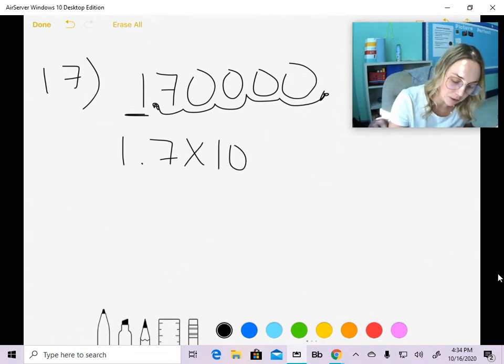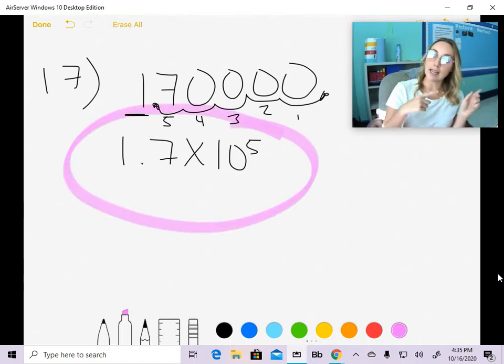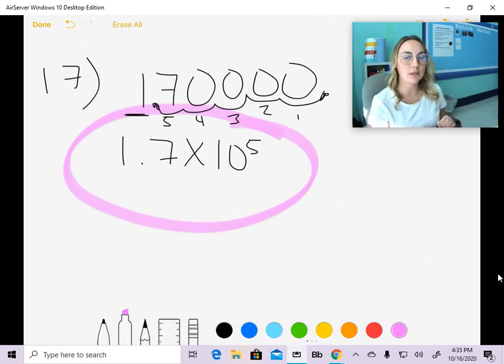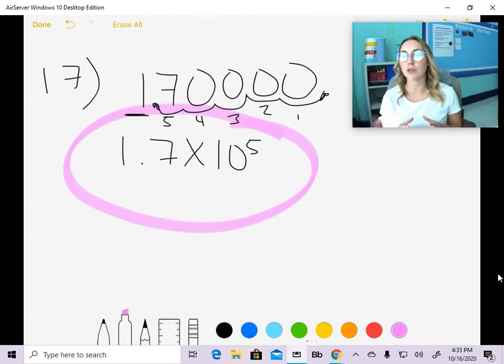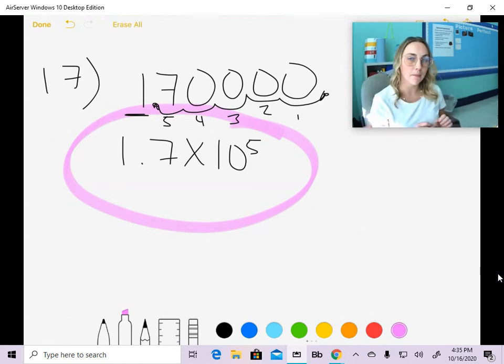And then we're going to count the decimals. We moved it 1, 2, 3, 4, 5. So our exponent is going to be 5. And since again we moved it to the left, it's going to be a positive exponent. Okay? If you have any more questions with taking really, really big numbers and turning them into scientific notation, remember to contact me and I will help you out. But let's now move on to really, really small numbers.